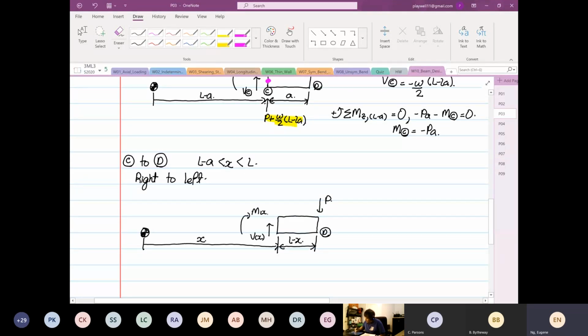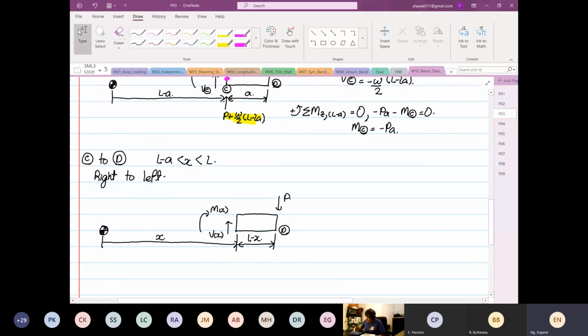From here, you again do static analysis, summation of forces in y is equal to 0. So you have minus P plus V as a function of x is equal to 0. So V as a function of x is equal to P. So from here, the shear force will be positive from L minus A to L.